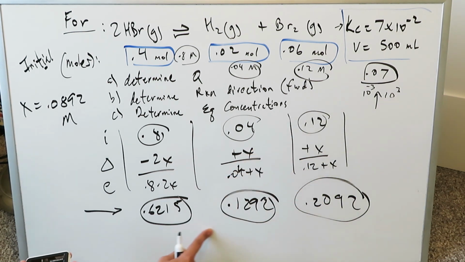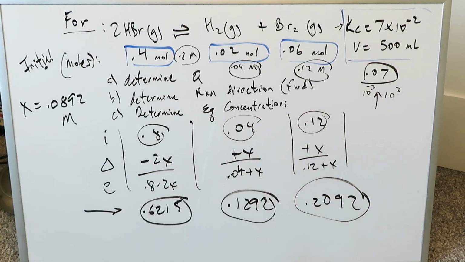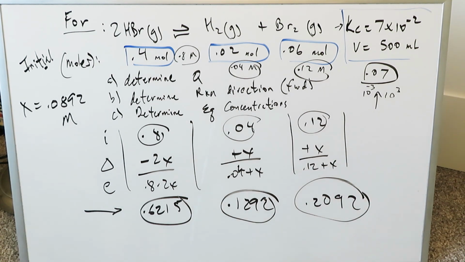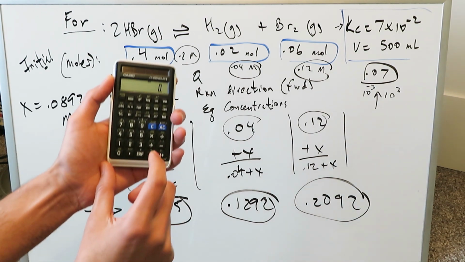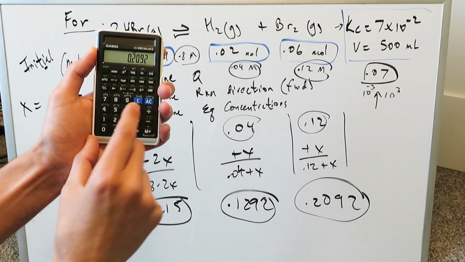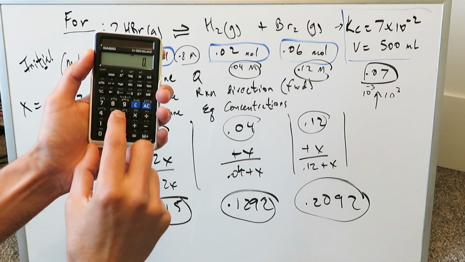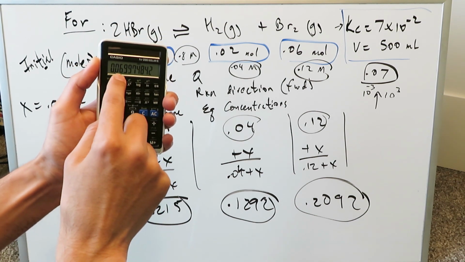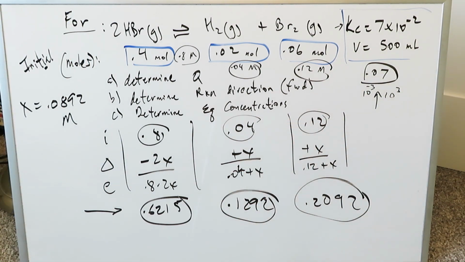If you run these values through your equilibrium expression, you should arrive at 0.07, keeping in mind that you have this square. I'll run it for you and this will be our confidence builder. We'll do these divided by this square. As you know, the equilibrium expression would be 0.2092 times 0.1292 divided by 0.6215 squared. We're getting 0.0699, but you can round it up to 0.07, which is exactly this. So our entire procedure here is right.